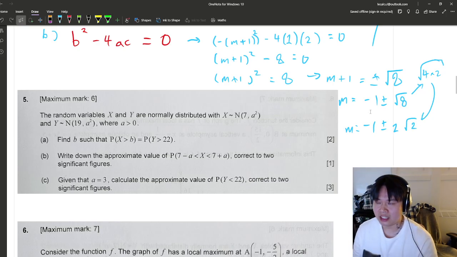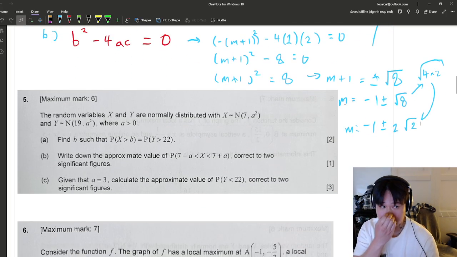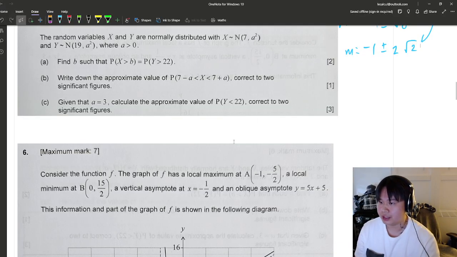Okay, kind of an ugly answer for a paper 1, but still within reason.